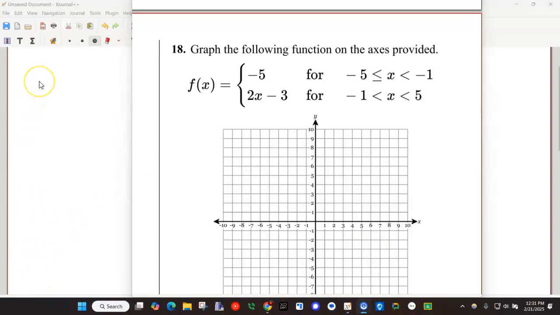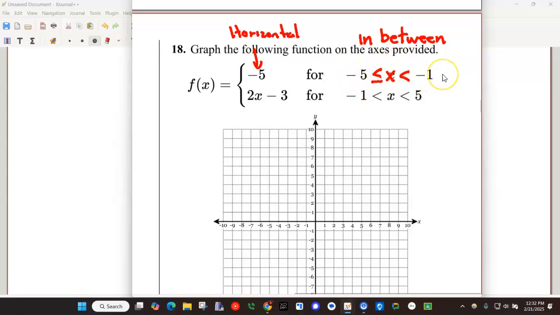To graph these, this is where the patience and everything comes in. You got to take it slow. You also have to be able to read some of this notation and know what it actually means. So recall when you have this type of situation where they have the less thans, x with less than, that means in between or between. So you're going to graph this function, just negative 5, which is a horizontal line, right? If it's just a number, that's a horizontal line. And you're going to graph it between negative 5 and negative 1 only.